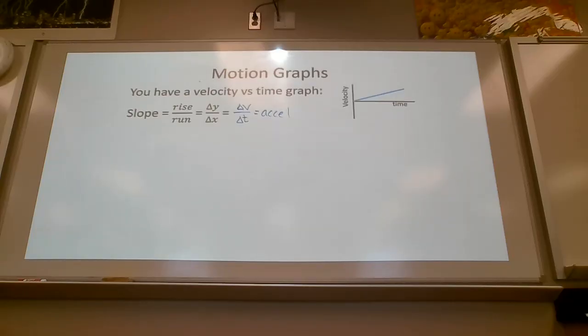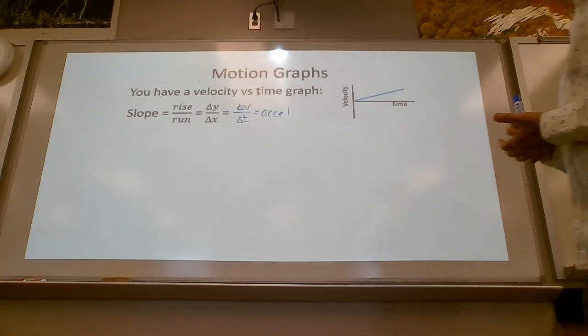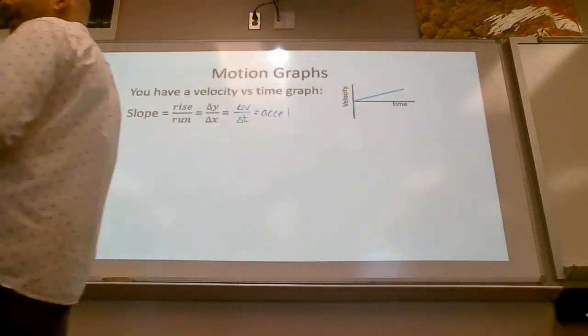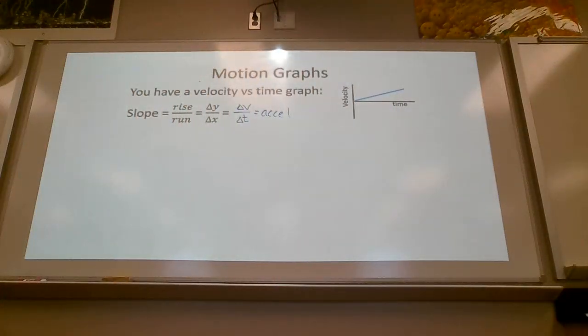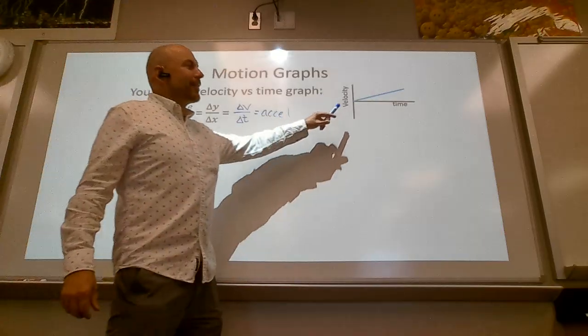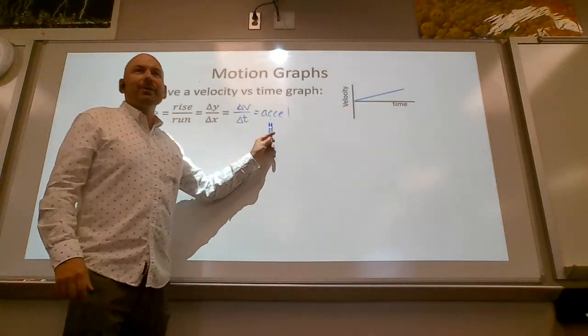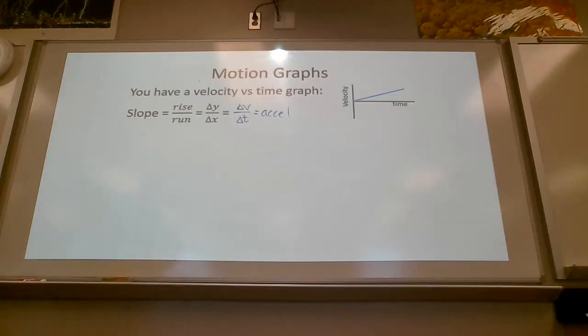That phraseology kind of seems familiar, as it should be, because this is the exact same relationship that we had with a position versus time graph and a velocity versus time graph. The slope of a position versus time graph tells us the value of velocity. The slope of a velocity versus time graph tells us the value of acceleration. It is the exact same relationship. It's just another step in that relationship.